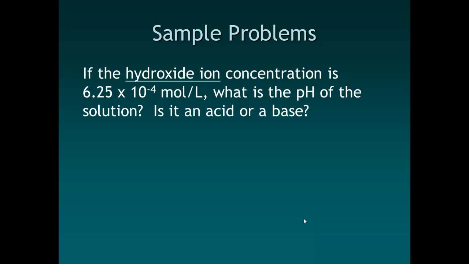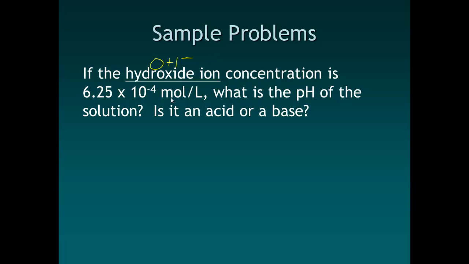Okay. In this next one, what if the hydroxide ion concentration is 6 times 10 to the negative fourth moles per liter? What is the pH of the solution? Is it an acid or a base? So right here, I'm being tricky. I'm giving you the hydroxide ion concentration. Okay, so you got to pay attention to that. And I know I was a little tricky like that on one or two of them on your worksheet.